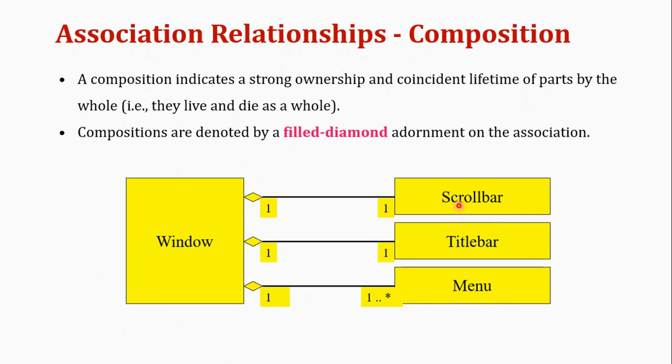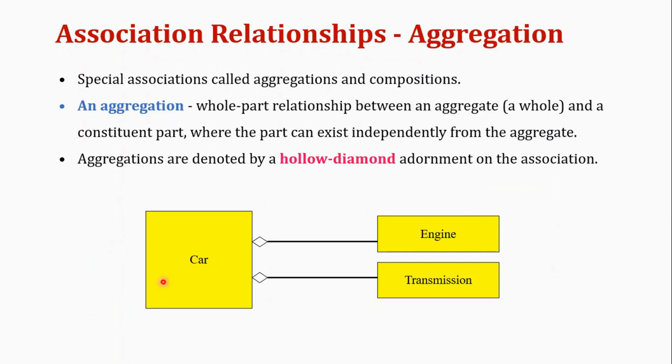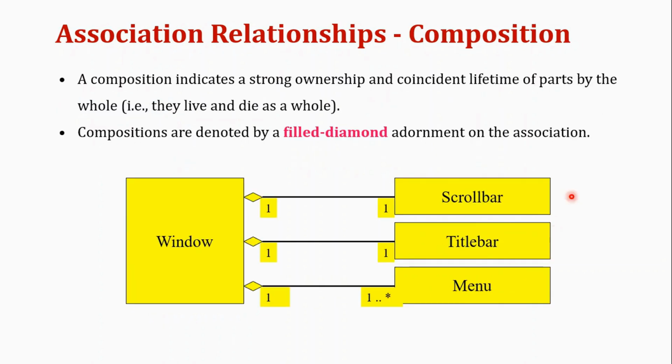Next is slightly the same but slightly different from the first one. Here the scroll bar, title bar, and menu bar are the constituent parts of the whole window, but the scroll bar, title bar, and menu bar will not live independently. Here the filled diamond is used to connect the constituent parts to make one whole. In both cases, constituent parts make a whole, but in aggregation the constituent parts can live independently. The engine can live independently. The transmission part can live independently. Whereas in composition, the constituent parts cannot live independently. That's the difference between aggregation and composition.